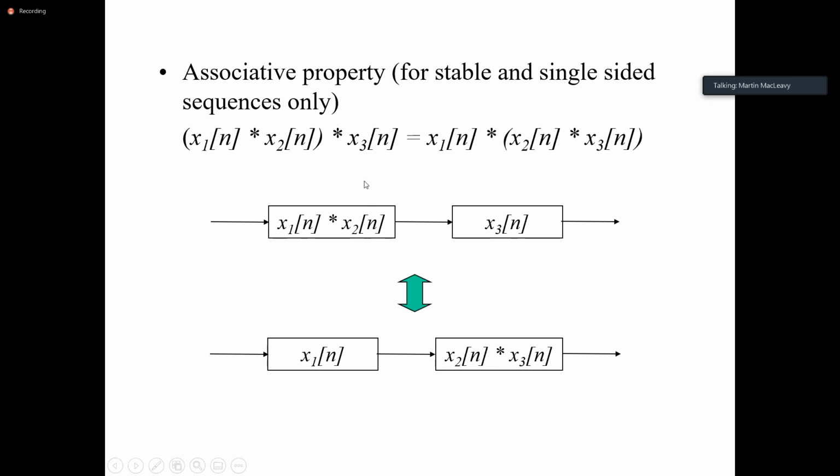Now, the associative property, and they have to be one-sided sequences. In other words, you could do it for a right-sided sequence, or you could do it for a left-sided sequence. But you could not do this if you have both right and left sequences all as one sequence. Right? Remember, right-sided sequence is n equal to 0 and greater than 0, equal to or greater than 0. Your left-sided, of course, n less than 0.